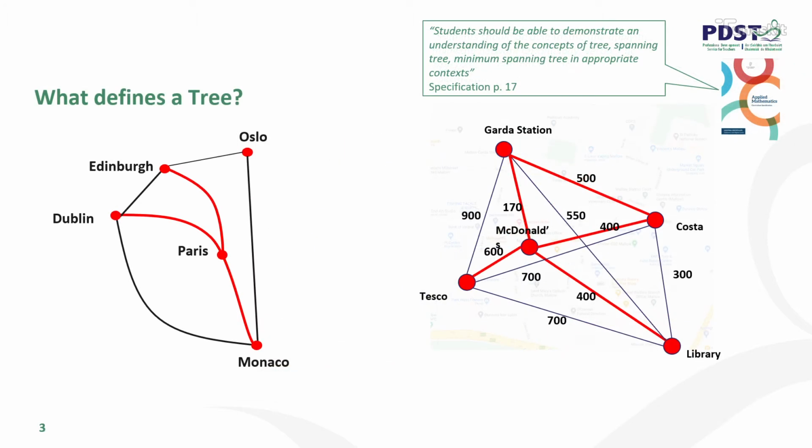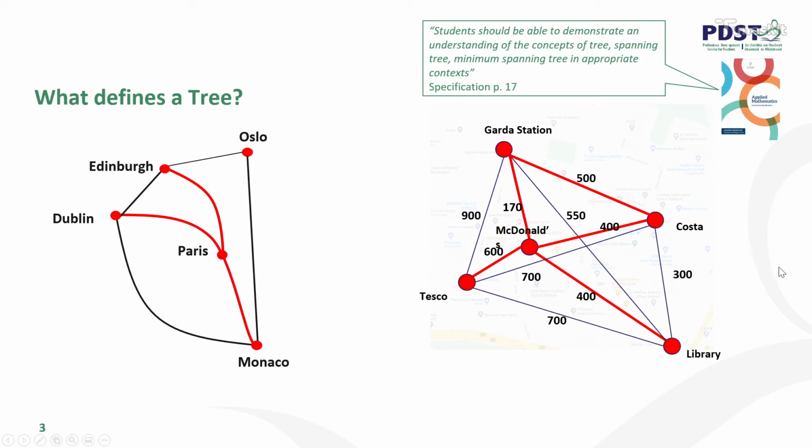Paths, cycles, and trees play an important role in our learning of graph theory. A path is a sequence of connected vertices in a graph. This could just connect two vertices or multiple vertices. It doesn't have to connect all the vertices in the graph. In this case, we have a path highlighted between Monaco, Paris, Edinburgh, and Dublin.